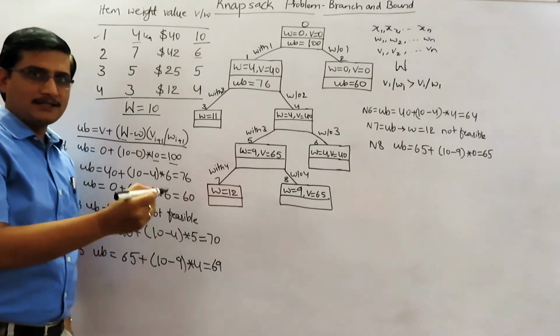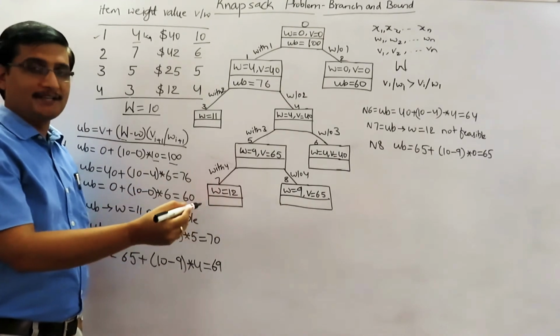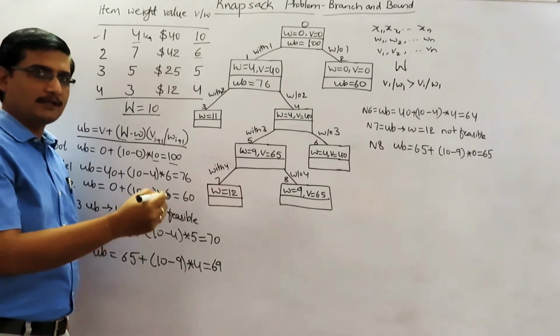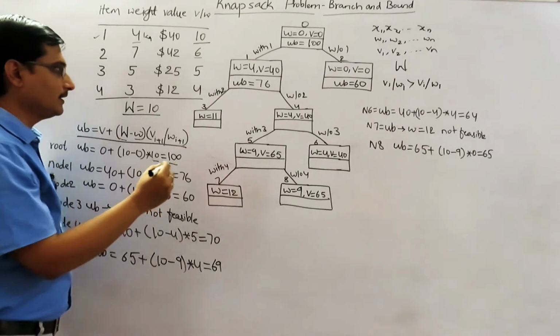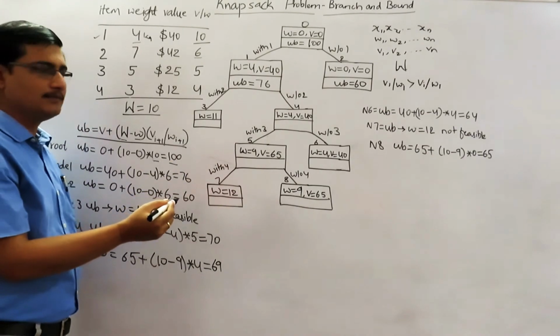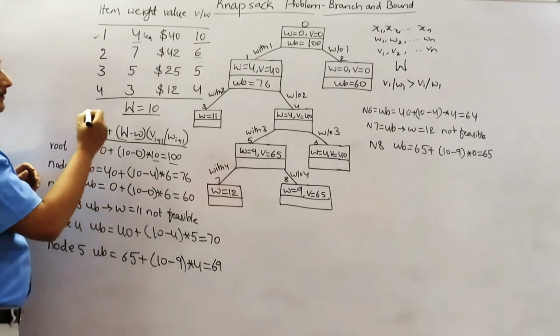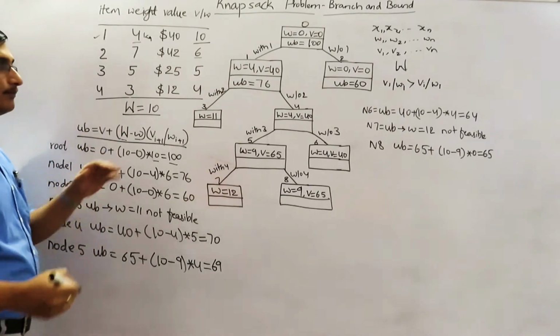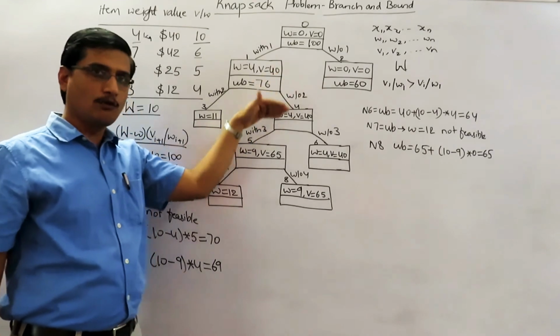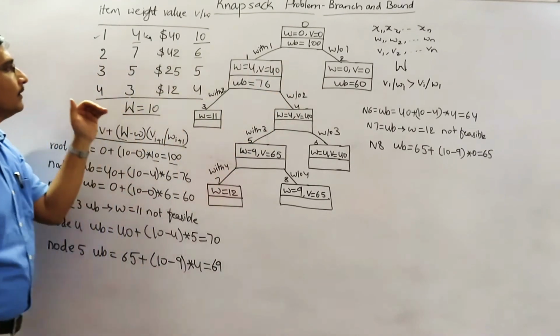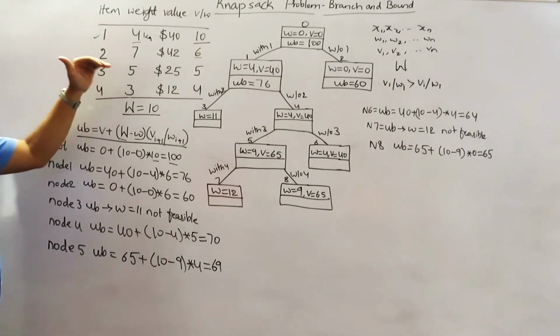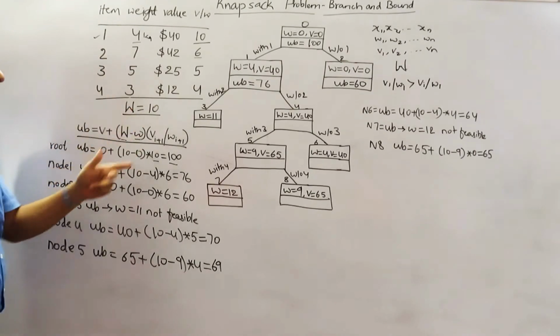Because it is a maximization problem, we are finding the upper bound. If it was a minimization problem, then we would have gone for a lower bound. But here it is a maximization problem, so we are going for the upper bound. Then for these two nodes we need to go to the next level. Next we need to consider the second item.